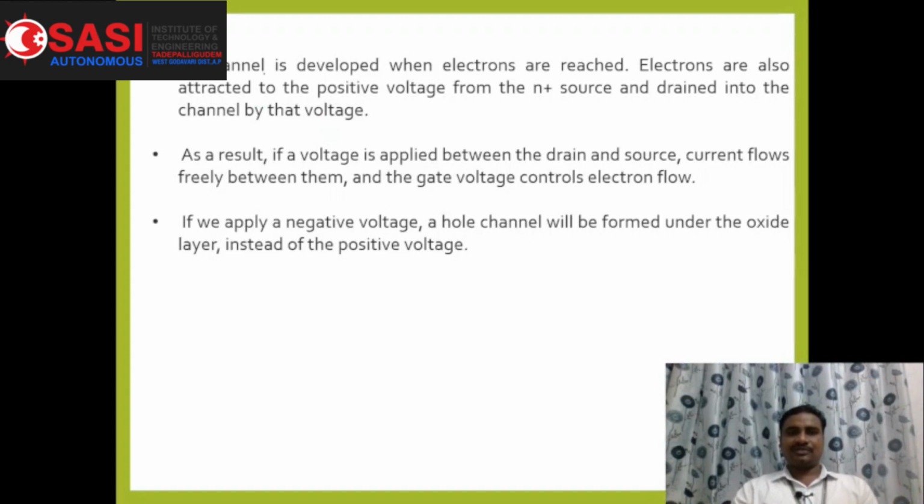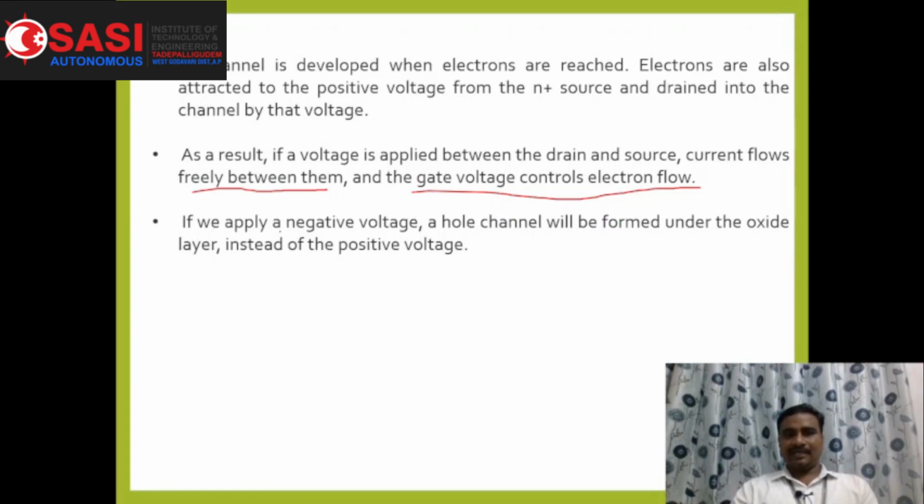So this is accumulation of electrons at the junctions by applying the positive voltage at the source to drain, then it will form a junction. As a result, if a voltage is applied between the drain and source, current flows freely between them. And the gate voltage controls the flow of electrons. So this is happening inside the MOSFET device.